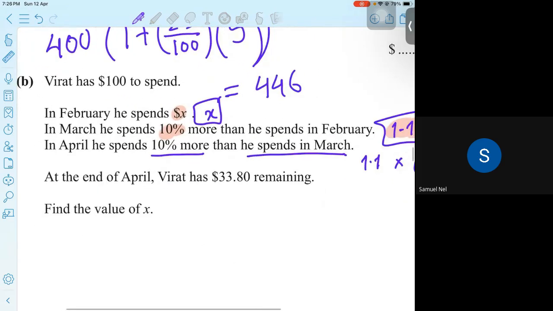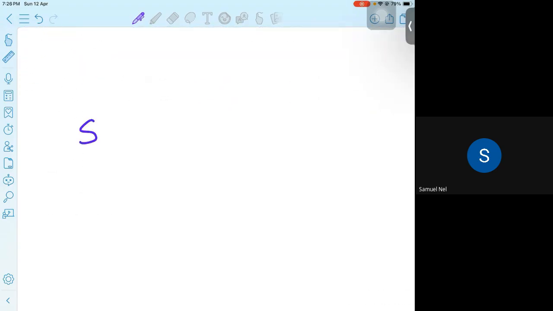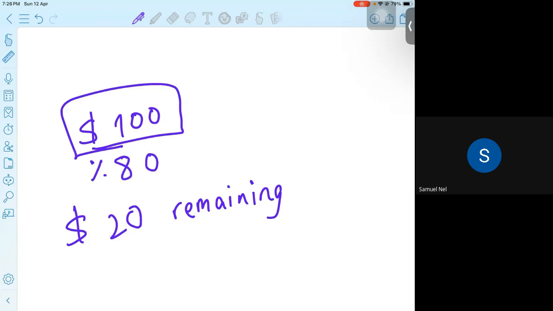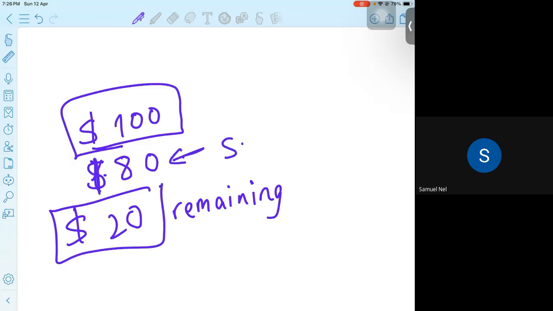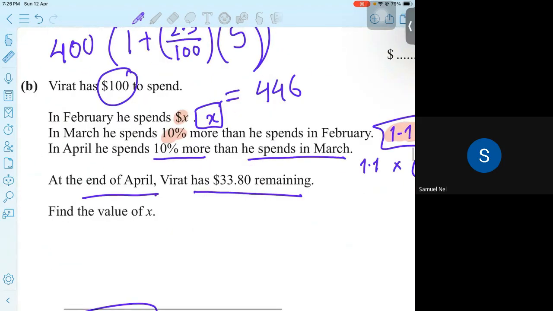Now, the question says at the end of April, I have this much remaining. So another way of looking at this is, let's say I had $100, and at the end of the month, I have 20 remaining. So if I say that I spent 20, am I right? I'm not, right? Because I actually spent 80, which is missing here. So the difference between my starting and my ending is actually what I spent, right? This is my spent. So similarly, he started off with 100 and he has 33.8 remaining.